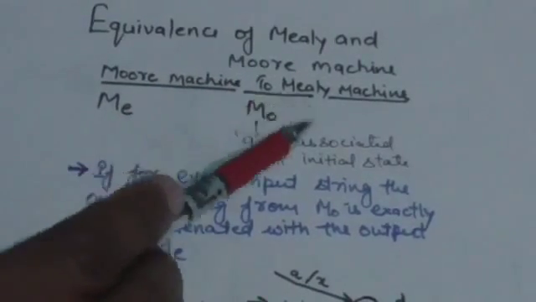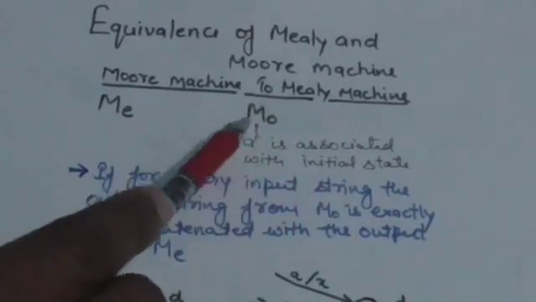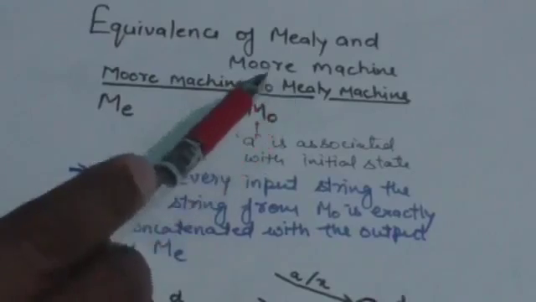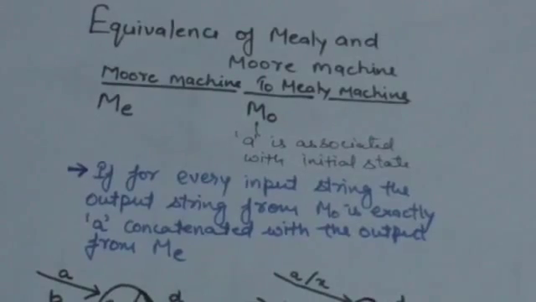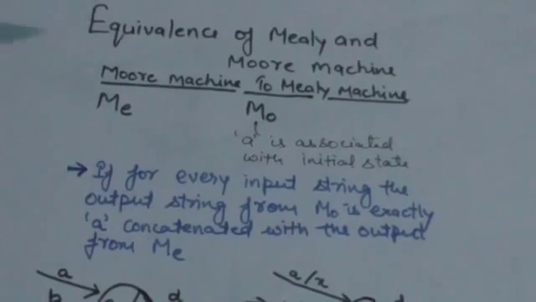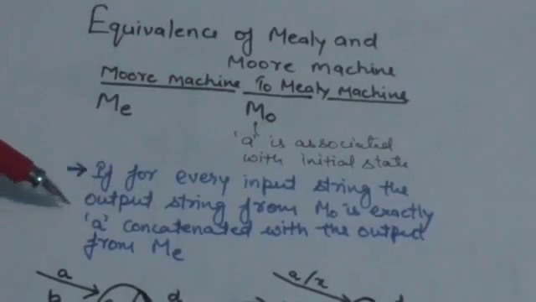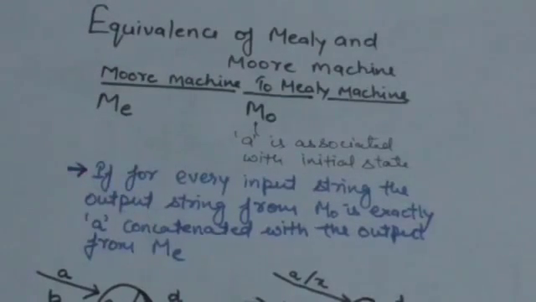And suppose output symbol A is associated with its initial state. In Moore machine, output symbols are associated with states, and in Mealy machine, outputs are associated with transitions. Then these two machines will be equivalent if for every input string the output string from Moore machine MO is exactly A concatenated with the output from Mealy machine ME.